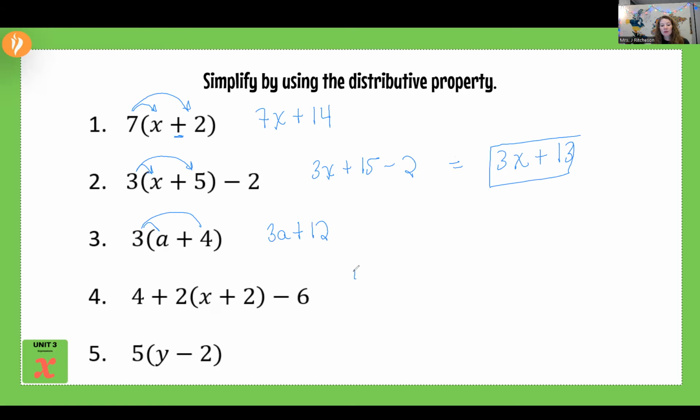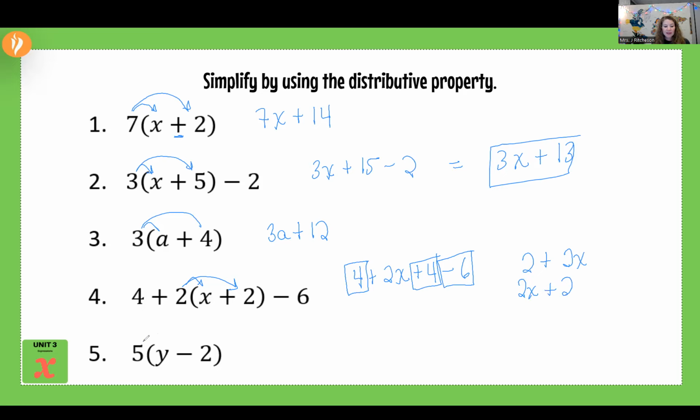Number 4, we're going to start with our 4, and then we're going to distribute plus 2x plus 4 minus 6. All right, let's see what our like terms are. 4 plus 4 is 8, and 8 minus 6 is 2. So we have 2 plus 2x. Or if we wrote it the other way, that's totally fine.